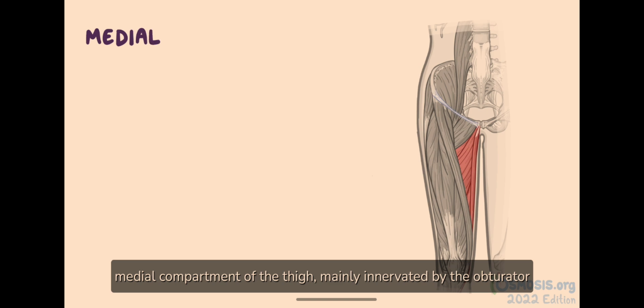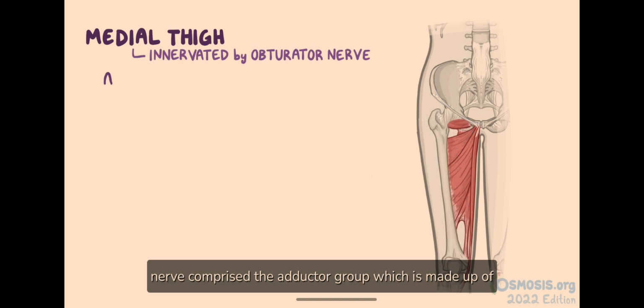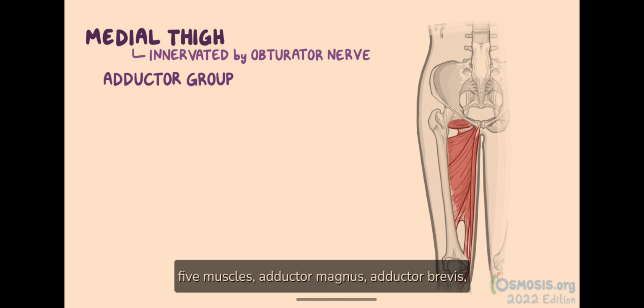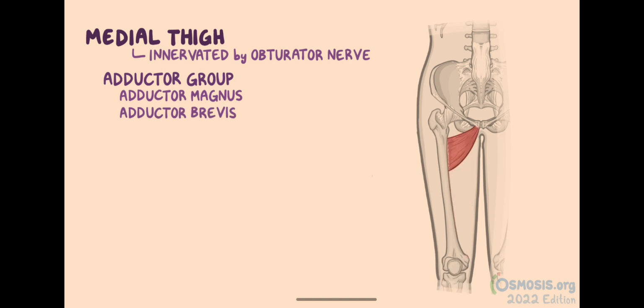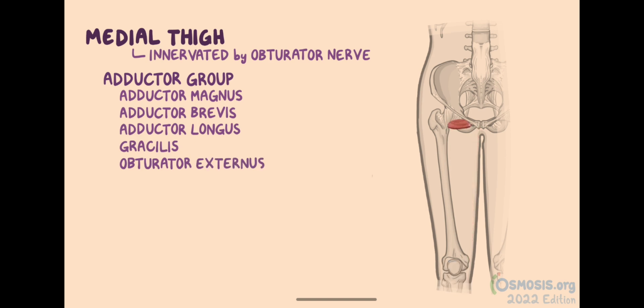Moving on, the muscles of the medial compartment of the thigh, mainly innervated by the obturator nerve, comprise the adductor group, which is made up of 5 muscles: adductor magnus, adductor brevis, adductor longus, gracilis, and obturator externus.